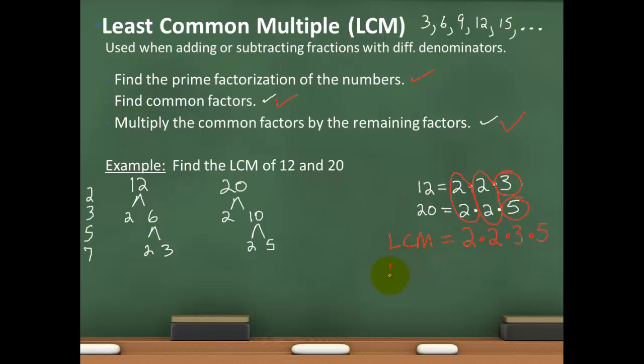And so my LCM is just 2 times 2, which is 4. 4 times 3 is 12, and 12 times 5 is 60. So my least common multiple of 12 and 20 is 60.